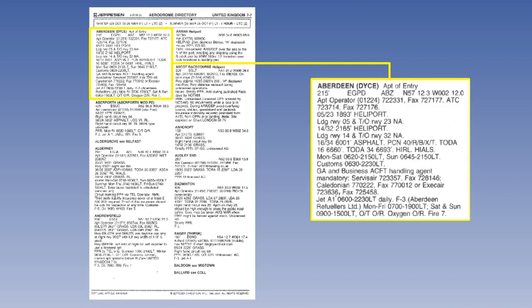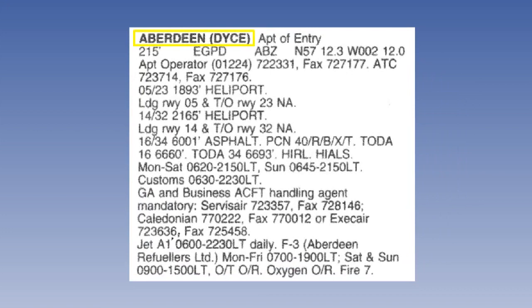You will recall that the explanation of the directory is on pages 113 and 114, but since much of it is self-evident, we will look at the first entry, which is Aberdeen. The main location name is Aberdeen, shown in bold capitals, followed by Dyce in brackets, which is the name of the airport. It is an airport of entry, meaning that it can be used as the first port of entry into the United Kingdom from overseas.